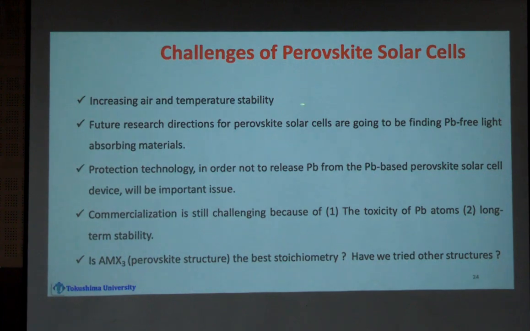The other problem is Pb, or lead. These materials are considered as absorbing material. They can absorb the light, but Pb, or lead, is some kind of hazardous material. While making solar cells, that might be questioned.